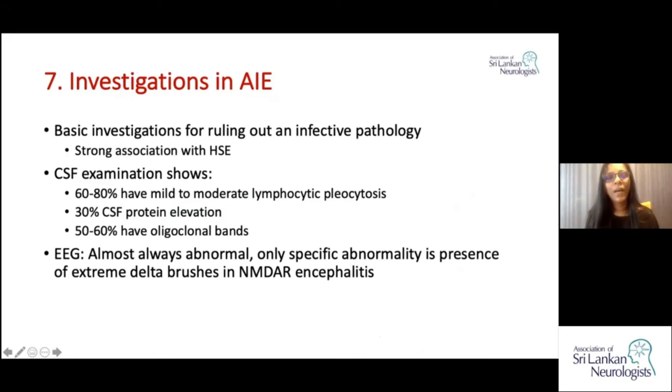So I'm going to rush through the rest of the slides because I've taken a lot of time. I'll be talking a few words about investigations. Obviously they present like an encephalitis, so you will be doing basic investigations to rule out infection. So again, to reiterate the important correlation with herpes simplex encephalitis. There is a strong association. There are many other infections which have been shown, mycoplasma, influenza, and so on and so forth.